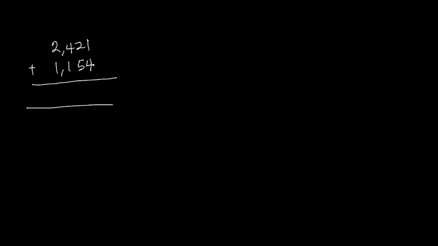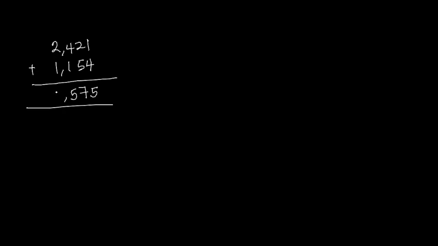So here we have 1 and 4. 1 plus 4 will give us 5. So we write 5. Then we move to the tens. 2 plus 5 is 7. So we write 7. 4 plus 1 is also 5. We write 5. We bring our comma.